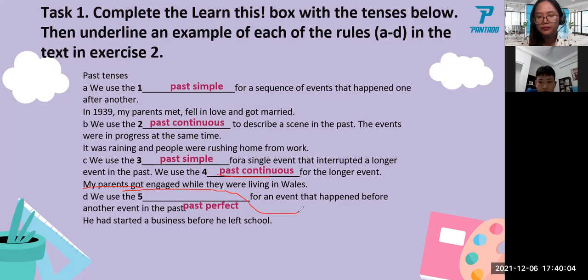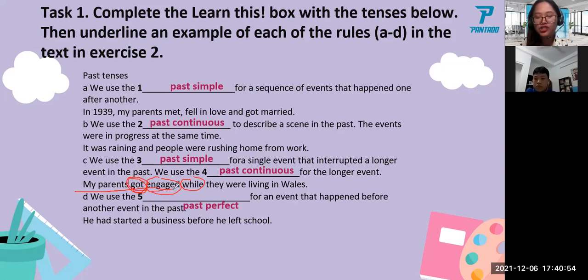My parents got. Sorry. How can I read that? Can you see it, Koa? I don't know how to read it. Engaged, this one? Yes, engaged, there's a ring. My parents got engaged while they were living in Wales. Now look, the word while. My parents got is past tense. My parents is the subject, got is past tense, an irregular verb.